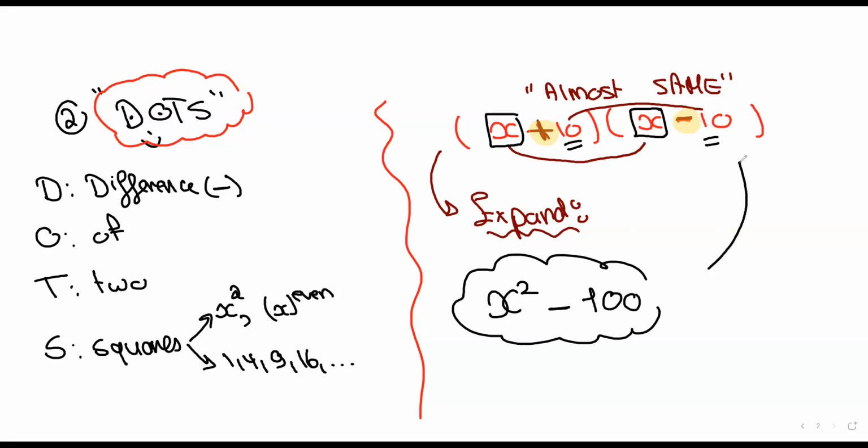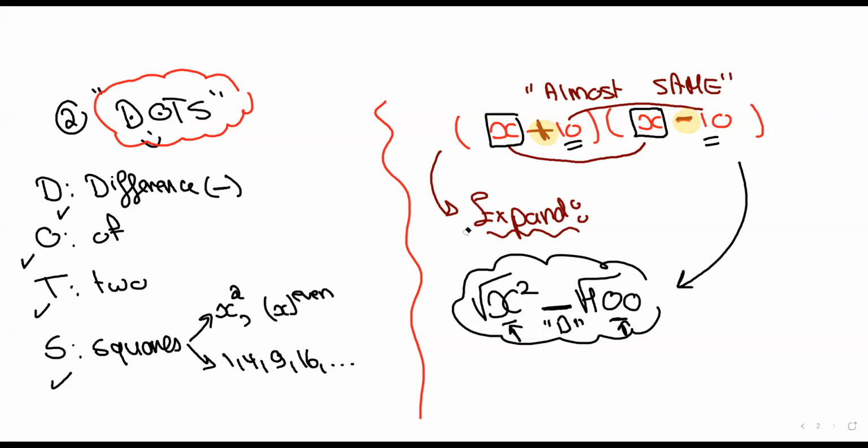So the result of almost same brackets is difference of two squares. Difference is the subtraction sign. O means of. 2 means that I have two items, as you can see. Squares, what does squares mean? It means that I can take the square root of the first and I can take the square root of the second. So this is what DOTS means.